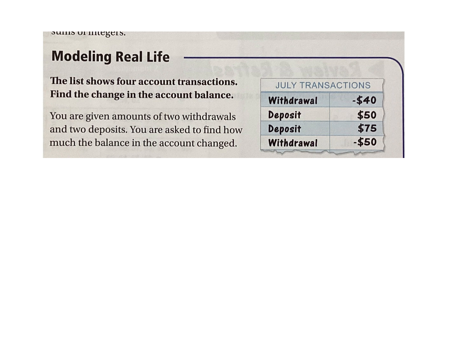This is important. In real life, we always are adding and subtracting integers. And so here's a real life kind of problem. The list shows 4 account transactions, and we need to find the change of the account balance. So we have 2 things here. We have a withdraw and a deposit. When you deposit money into an account, you're adding it to your account. When you withdraw, you're taking it away. So a withdraw is like a negative. So those are my 2 negatives. If I look at these as a whole, I'm going to take my negatives and add those together. So I have a negative 40 plus a negative 50.